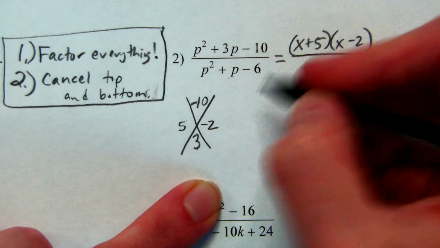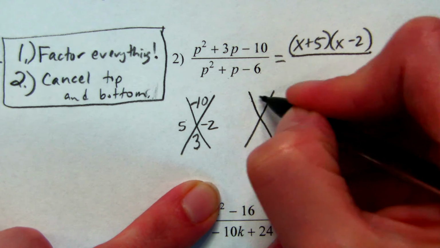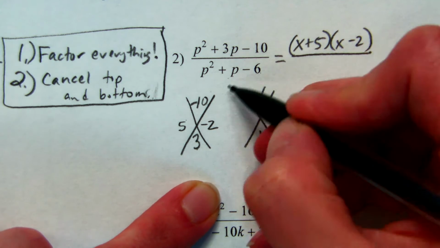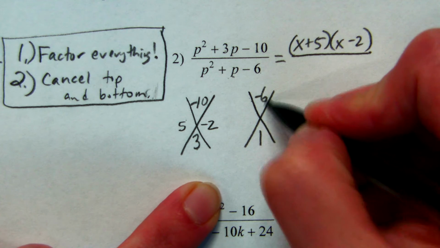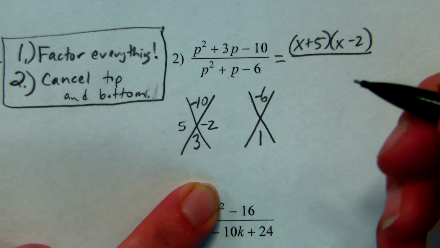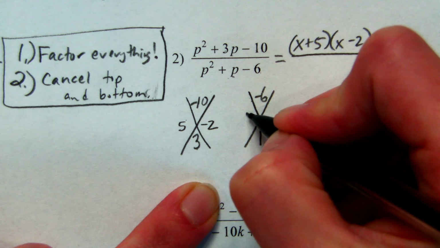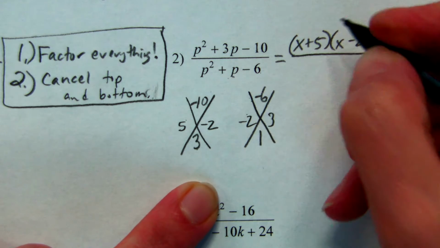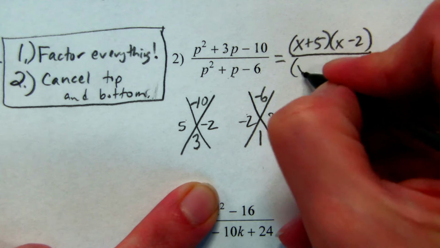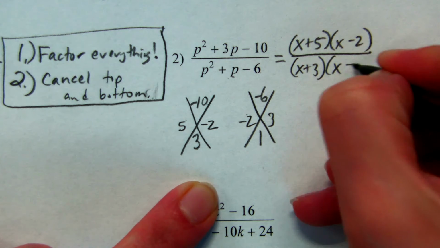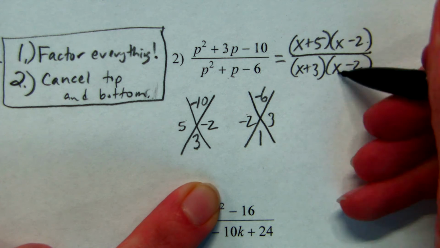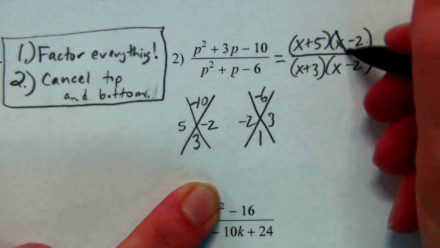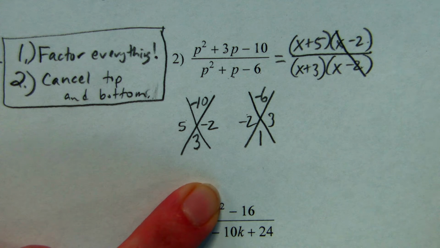And then we can do the same thing with the bottom. We're going to multiply to make negative 6 and add to make 1, which would be the coefficient of that x. So what multiplies to make negative 6 that adds up to 1? Negative 2 and 3. So we can have, I'm going to put it this way, x plus 3 and x minus 2, just to line this up. So if I have these 2 groups here that are the same, I can cancel that out. I can get rid of the x minus 2's.